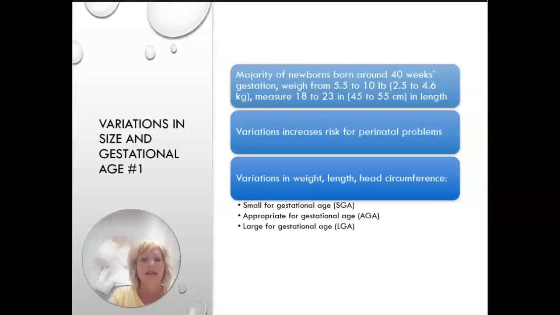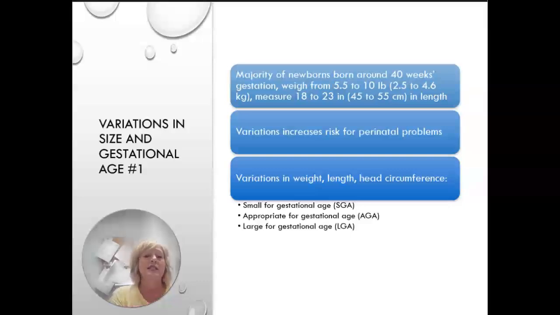So let's get started. Let's talk about variations in size and gestational age first, and the variations in size that newborns can be. Most of our newborns are born around 40 weeks, and usually their weight is anywhere from 5.5 to 10 pounds. When you're pushing the 10 pounds, you're at risk for large for gestational age, but this is what the majority of newborns are going to be, 5.5 to 10 pounds. They're usually 18 to 23 inches in length.